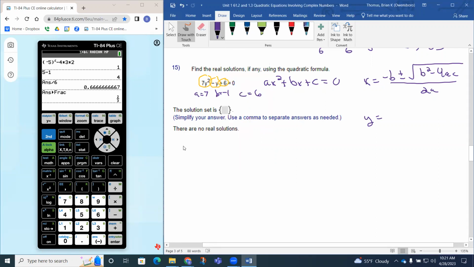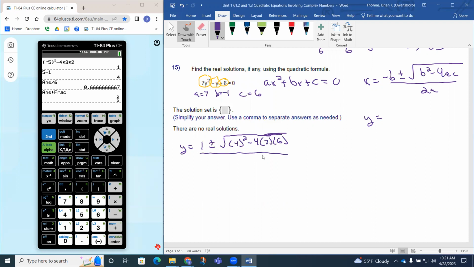So using the formula, we have actually y equals, we're going to take the opposite of b, so the opposite of a negative 1 is going to be a positive 1, plus or minus the square root of, and then we're going to have b squared, that's going to be a negative 1 squared, minus then this 4 times a. Well, a was 7, times c, which was 6. And then this is going to be over then 2 times 7. 2 times 7 is actually 14.